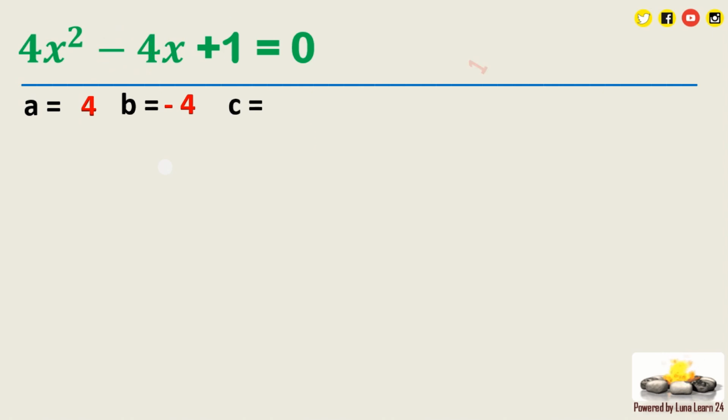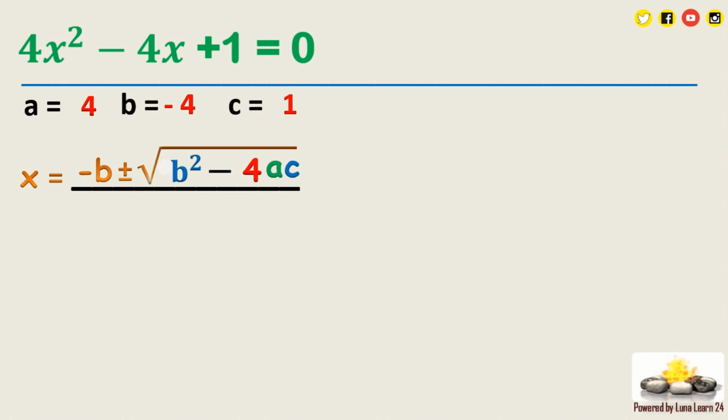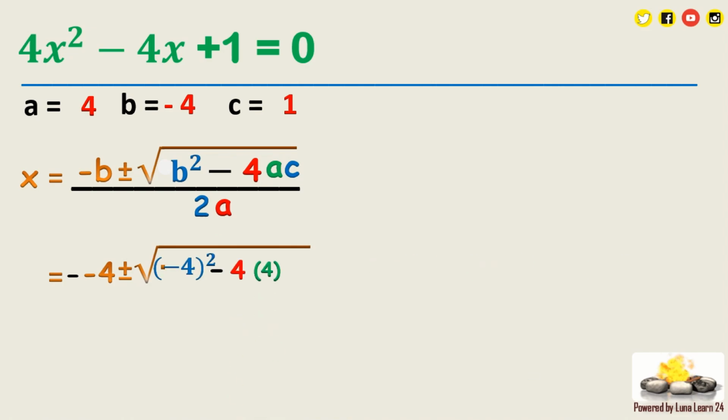Okay? We now state the formula. Quadratic formula states x equals negative b plus or minus the square root of b squared minus 4ac, all that on 2a. Substituting these values gives us negative 4 plus or minus the square root of negative 4 all squared minus 4 times a, which is 4, times c, which is 1. All that on 2 times a, which is 4.